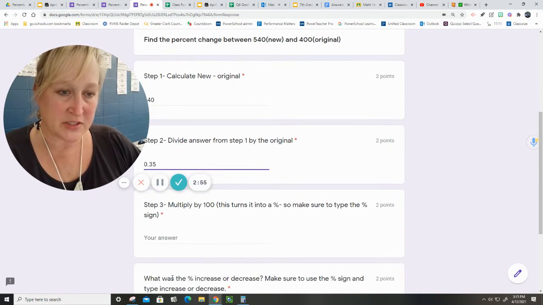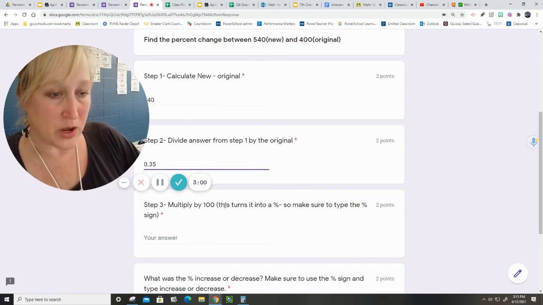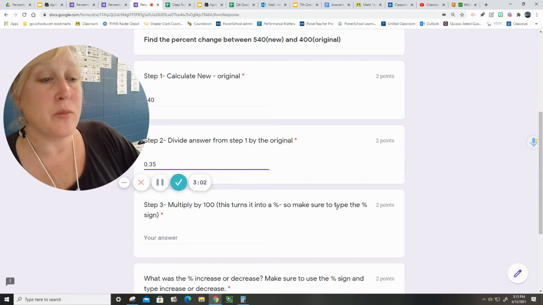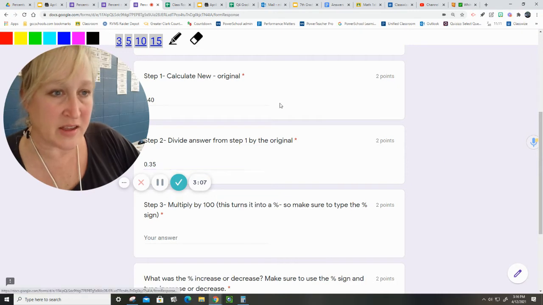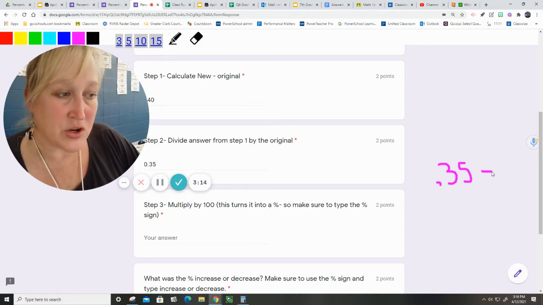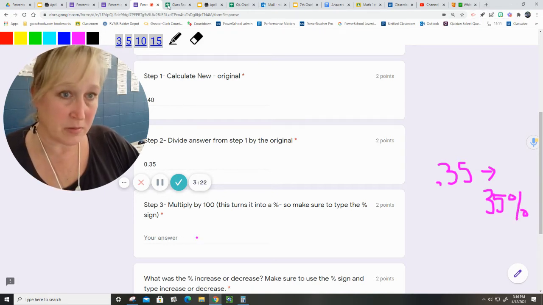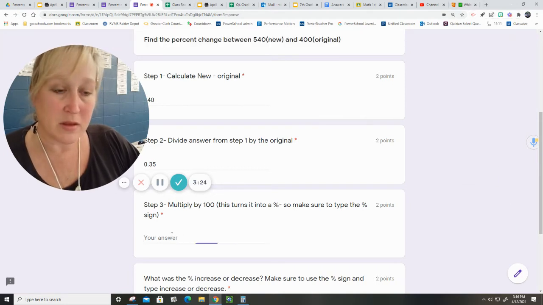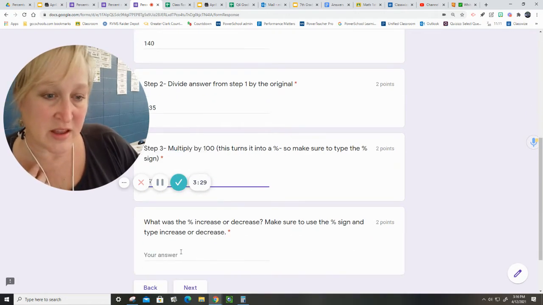All right, and now I have to continue to apply what it says. Step three, multiply by 100. This turns it into a percent. So make sure to type the percent sign. So what that's saying is I need to take that 0.35 and turn it into a percent. And it is 35%. I will type that here. Maybe if my computer likes me, 35%.